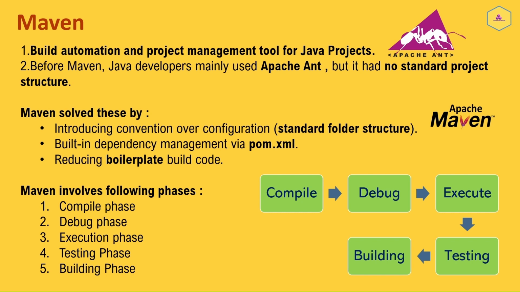Note, Maven itself does not have a default debug phase, but you can run or debug using plugins or IDE integration. In the execution phase, the compiled code is executed to see if it works as expected. In the testing phase, unit tests like JUnit and TestNG are executed to validate code correctness. Maven uses mvn test here. In the building phase, all compiled and tested code is packaged into a jar or a war file, so it can be deployed.